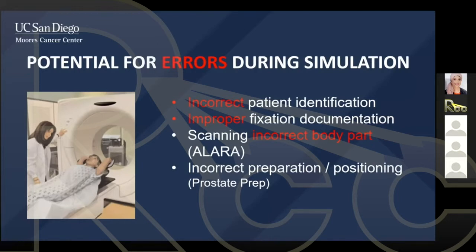Improper fixation documentation. Everything that goes into a simulation needs to be documented correctly and accurately. Scanning the incorrect body part. This is a major issue as well. If the doctor wants you to scan from the head to the pelvis, but you end up scanning the entire body, you've effectively given that patient more radiation dose than necessary.